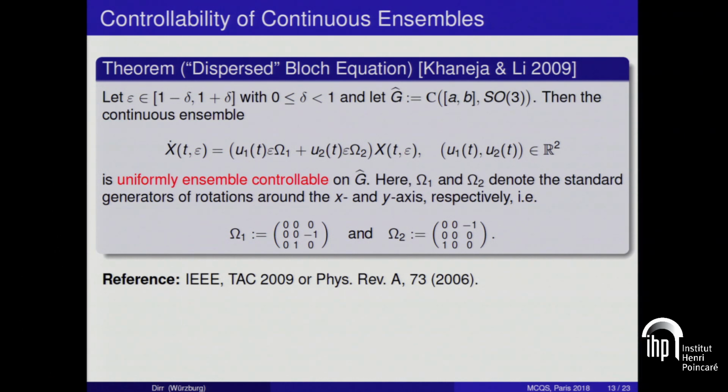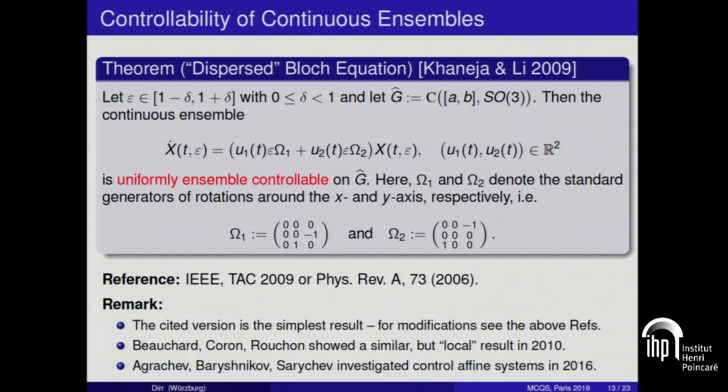They published several papers on this topic, and I suggest to look in this IEEE publication. It's more or less a survey of all the different results they obtained. They obtained also slightly different results with only one control, and here the controls are unbounded. They have also a result for bounded controls, which is much more tricky, and so on.